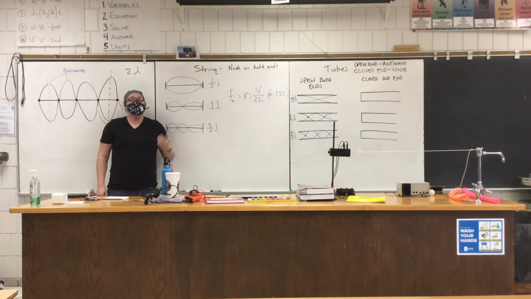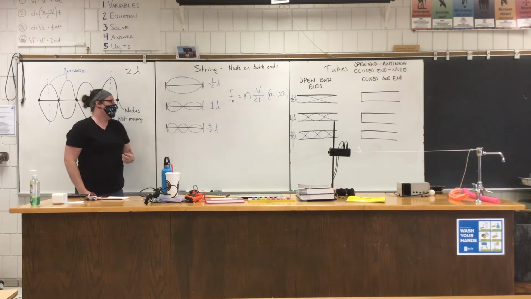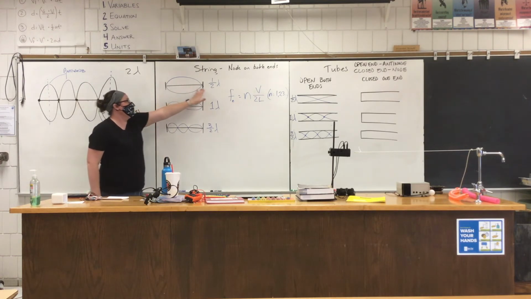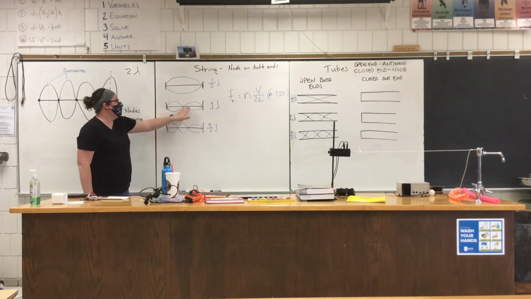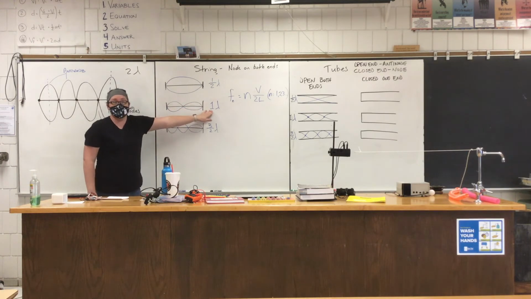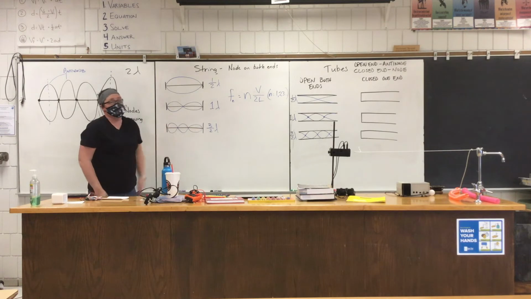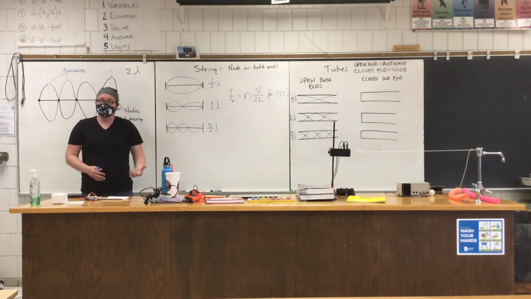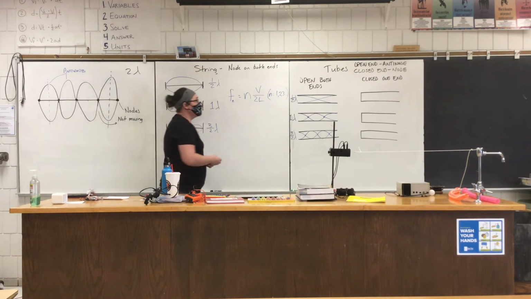Anytime you have a bubble, you're using 1/2 of the wavelength. So if I look at this, I have 1 bubble, it's 1/2 of the wavelength. Here I have 2 bubbles, I've got 2 halves, so 1. 3 bubbles, I've got 3 halves, so 1.5, however you would want to do that. Same thing comes over here.